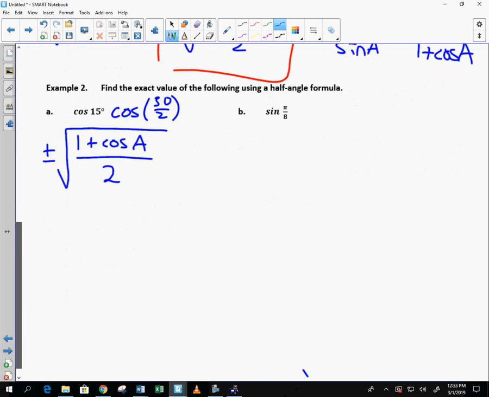Second of all, plus or minus. You have to determine whether it's positive or negative. Let's think about it. Cosine of 15 degrees. Which quadrant are you in for 15 degrees? First quadrant, so is cosine going to be positive or negative? Positive. So we have the square root of 1 plus the cosine of 30 degrees over 2.